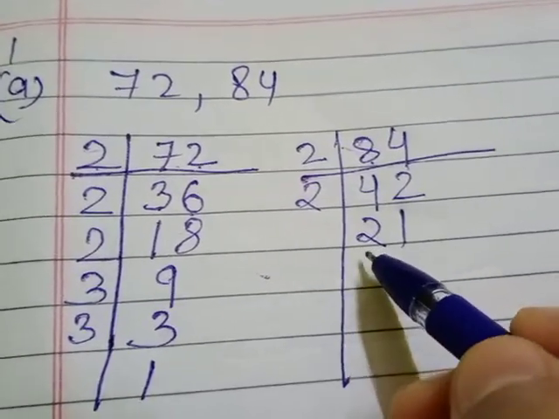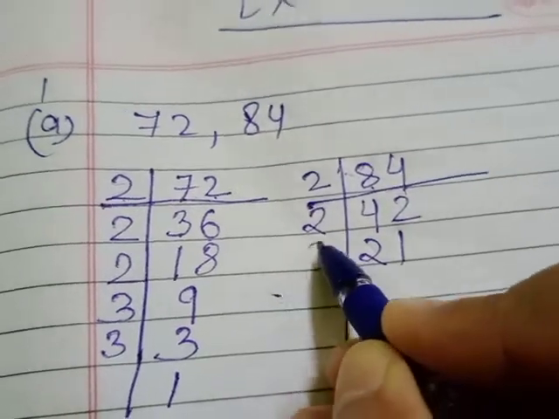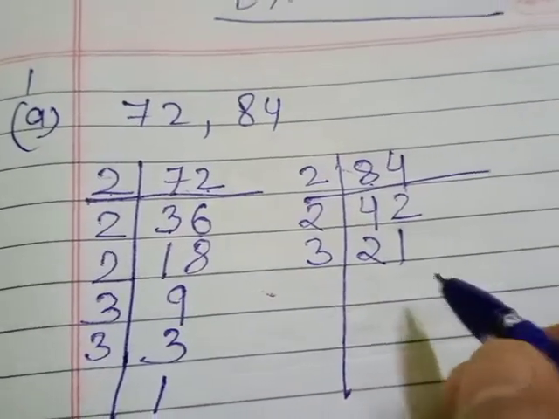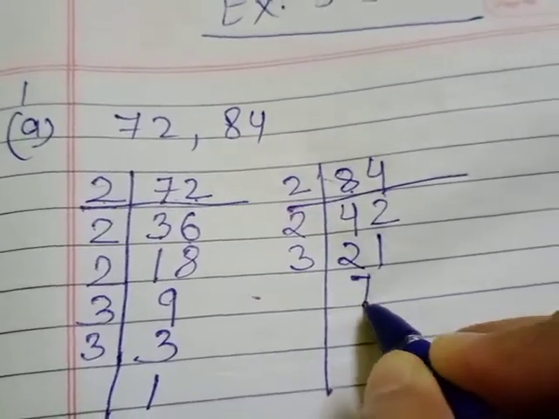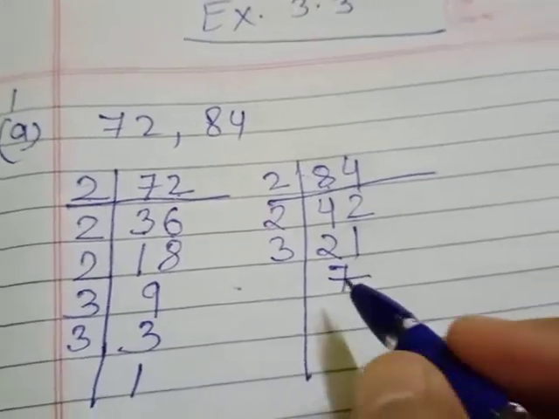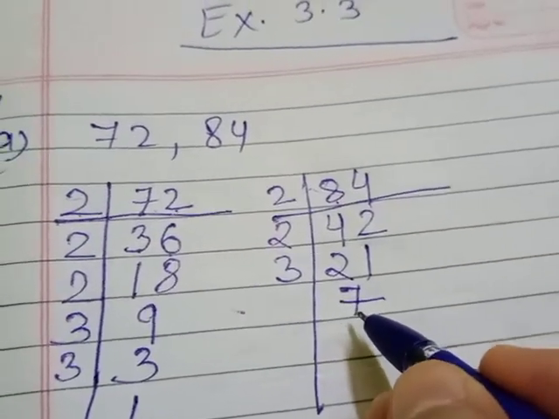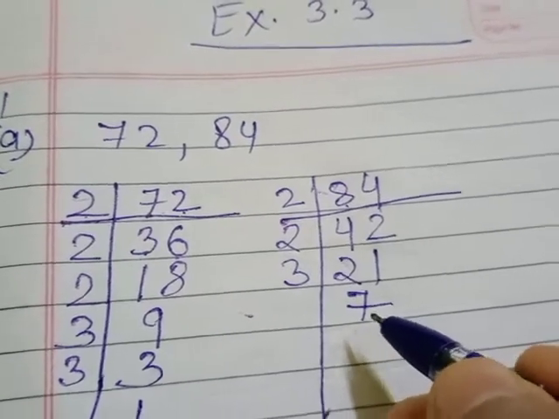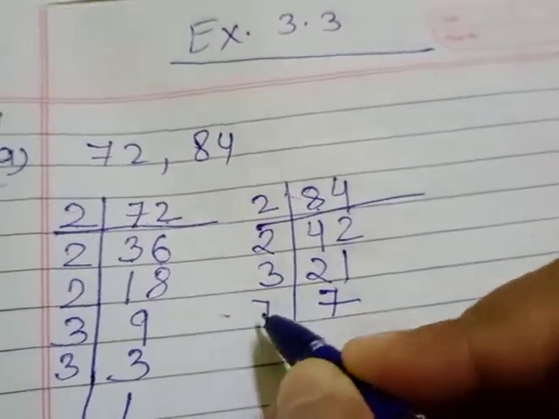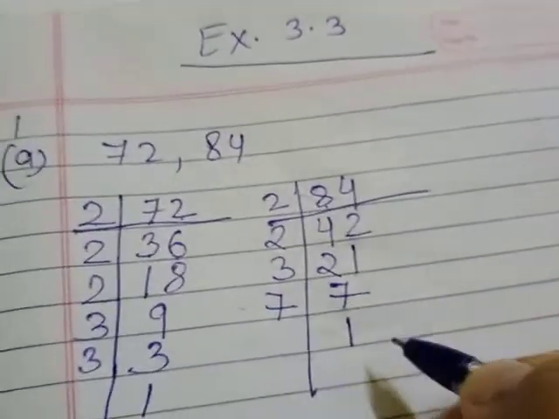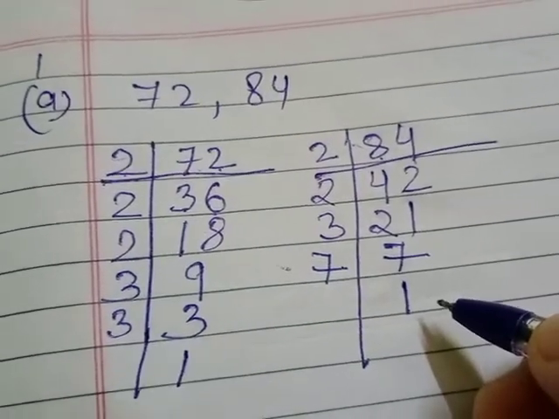In the table of 3, is 21 coming? Yes. So we'll write here 3. How many times does 21 come? 7 times, right? So we'll write here 7. Now we see we have a number which is prime. 7 is a prime number, right? A prime number comes in its own table. So we'll write here 7, 1 time. And when we get 1, we'll not move ahead.